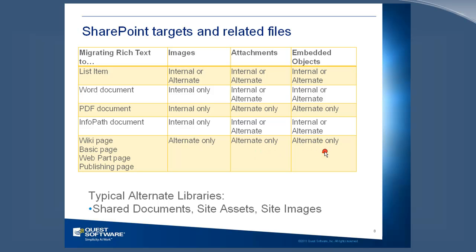In fact, if you were to create a wiki page right now manually, you'd see that the rich text editor has a little button to allow you to upload an image or an attachment, and it will by default put it in a site images list or a site assets list or a shared documents list. So this is all very natural in the SharePoint world, to have images and attachments go in these other document libraries, but be displayed in these rich text areas.